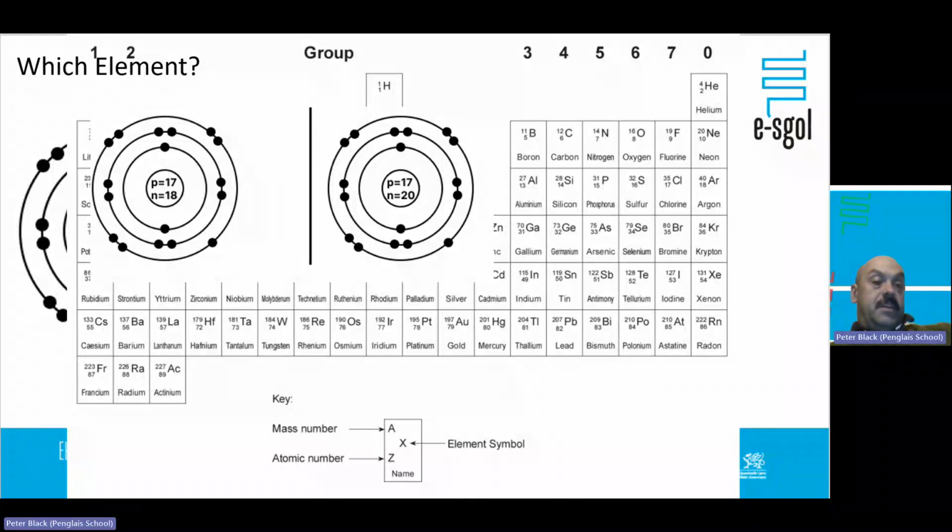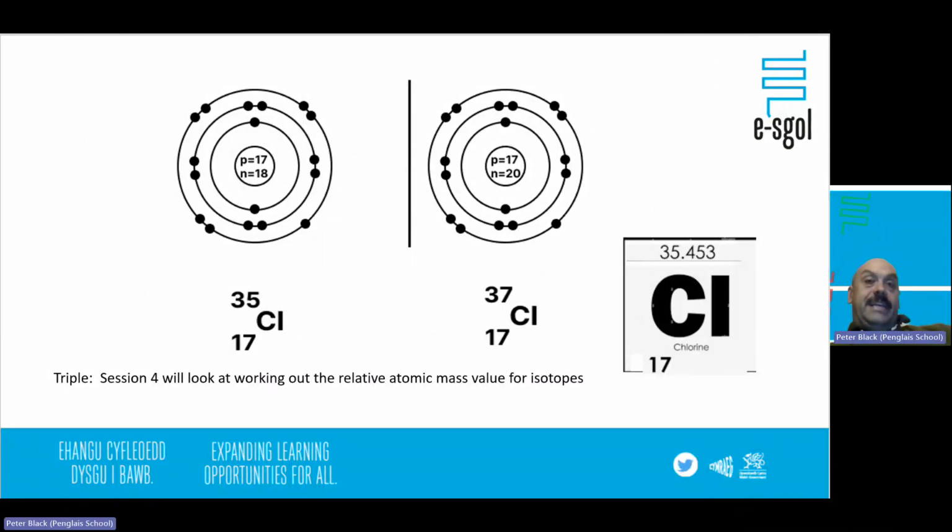And which element are they isotopes of? Well, let's have a look at the number of protons. We have 17 protons, and if you look at the periodic table, that means our atomic number is 17. So this looks like it's isotopes of chlorine, which it usually is. So there's our isotopes of chlorine, and there's the symbol.